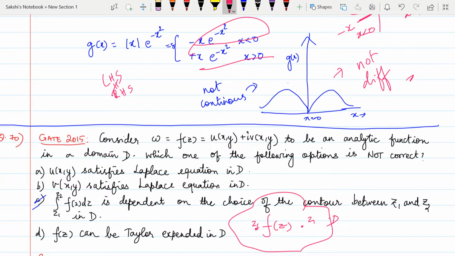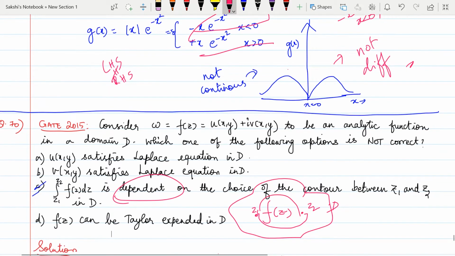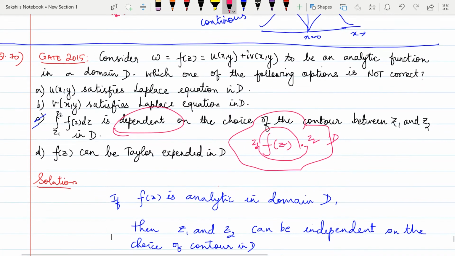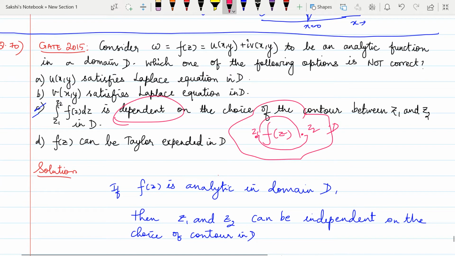In this domain D, I do not have to choose a particular point, this is my z1 and this is my z2, and say that only at this point my function will be analytic or something like that. It can be analytic anywhere in this domain D. So it is independent of the choice of the contour. So I can choose my contour anywhere in this domain. So option C will not be correct because the integral is independent of the choice of the contour.